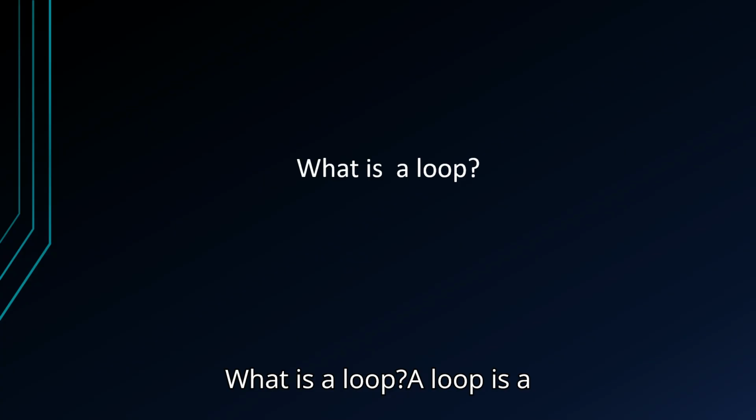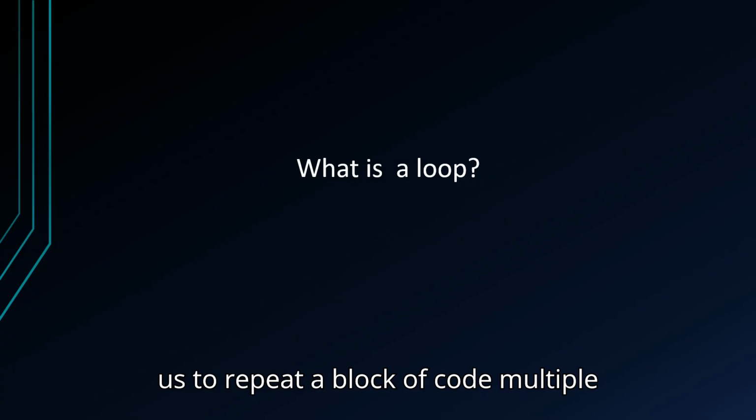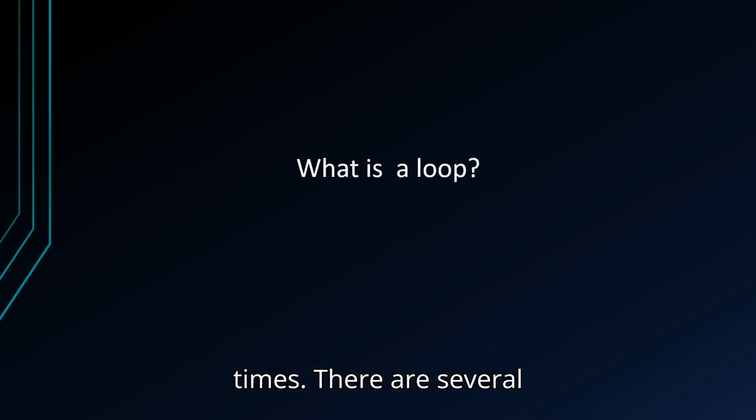What is a loop? A loop is a control structure that enables us to repeat a block of code multiple times. There are several types of loops, such as for loops and while loops. In this video, we'll focus on the basics of loops and how to use them effectively in our code.